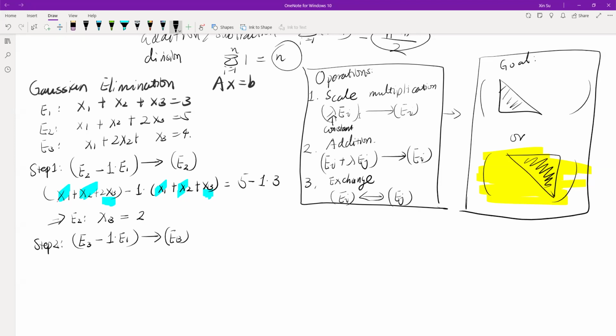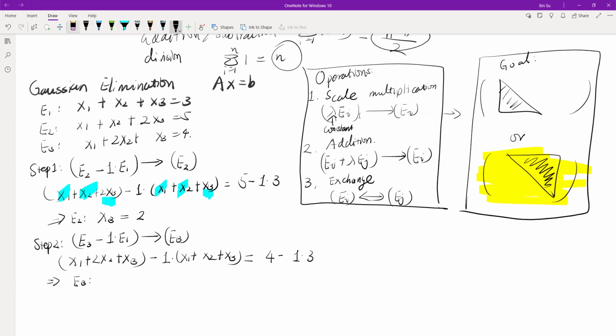On the left-hand side of equation 3, we have x1 plus x2 plus x3. And on the left-hand side of equation 1, I got x1 plus x2 plus x3. And on the right-hand side of equation 3, we have 4. And on the right-hand side of equation 1, we have 1 times 3. And so what do we have at the end? So this is our new equation 3.